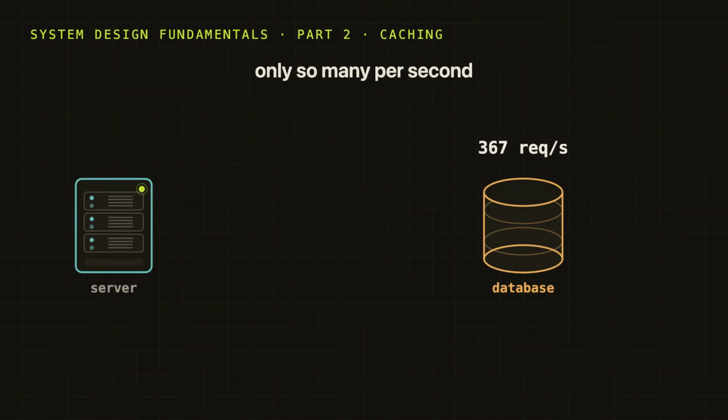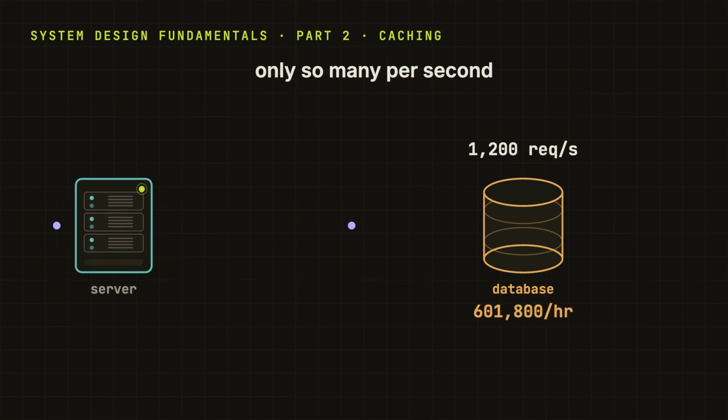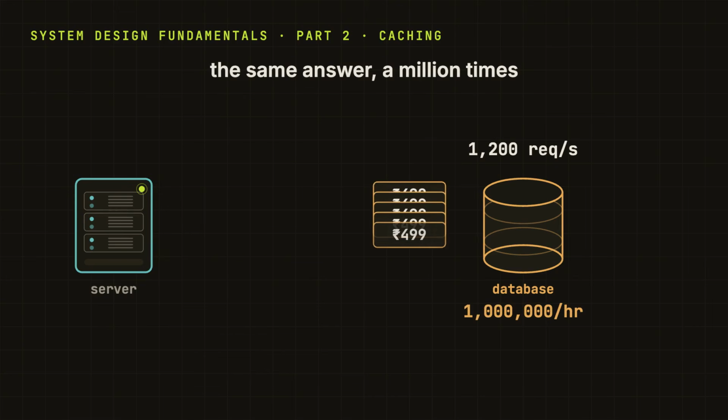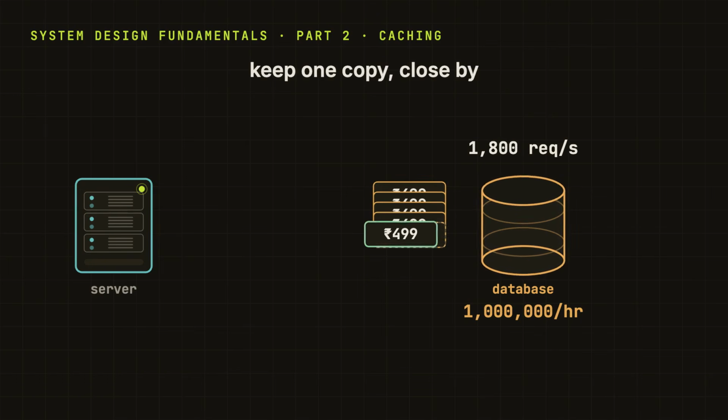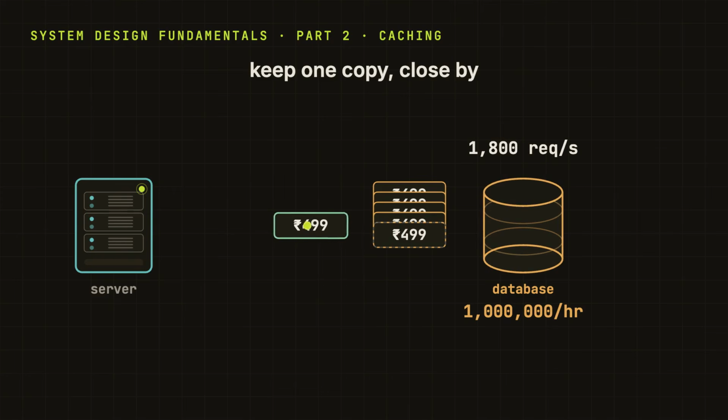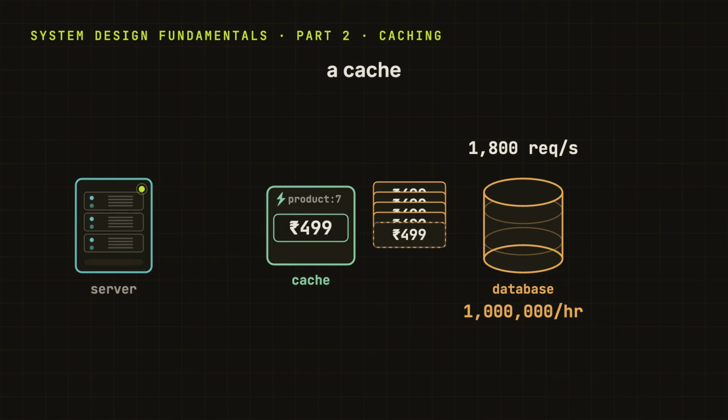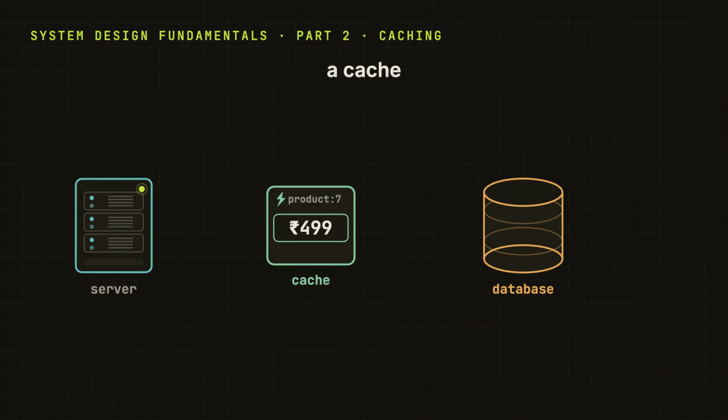Okay, our database is fast, but it can still only handle so many requests per second. And the same popular product page might be requested a million times an hour. Asking the database to fetch the exact same data a million times is wasteful, and eventually it becomes a bottleneck. So the idea is keep a copy of the answer somewhere much faster and reuse it. And that copy is called a cache. This is one of the most important scaling tools there is.